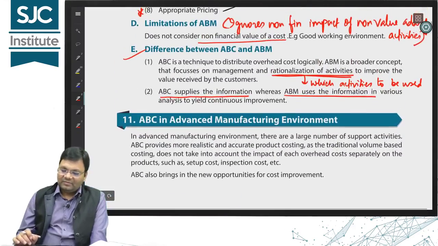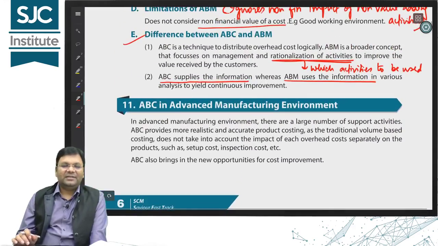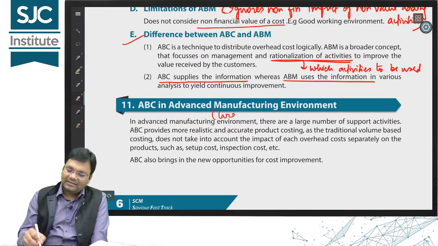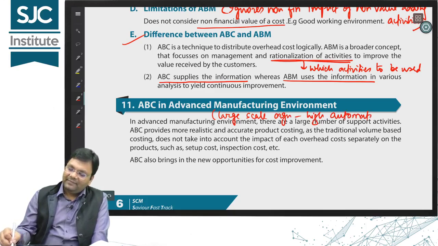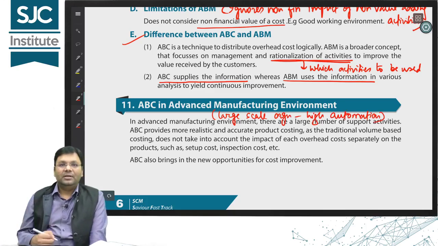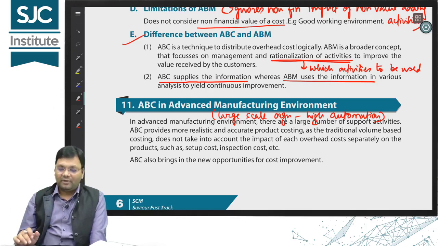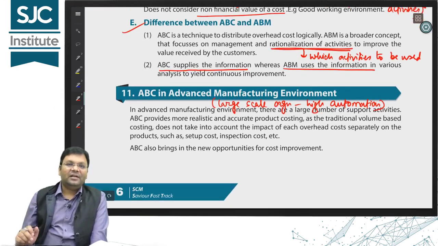Then there is one small heading, ABC in advanced manufacturing environment. Advanced manufacturing environment basically implies large scale organizations having high automation. So for them, usually we know that ABC is most suitable, correct? We have studied that in that way only, traditional versus modern environment. So advanced manufacturing environment is nothing but modern environment.